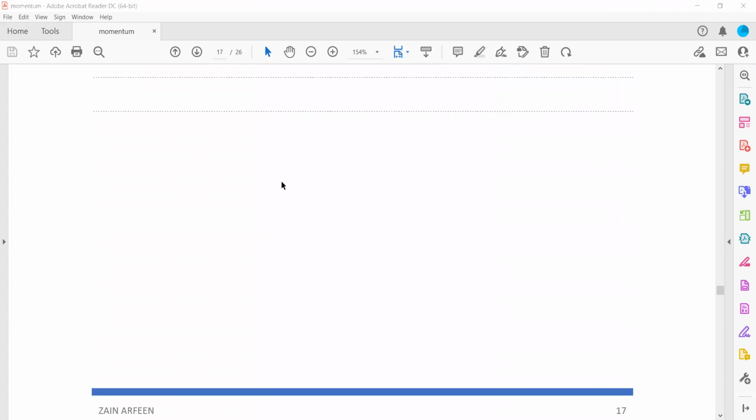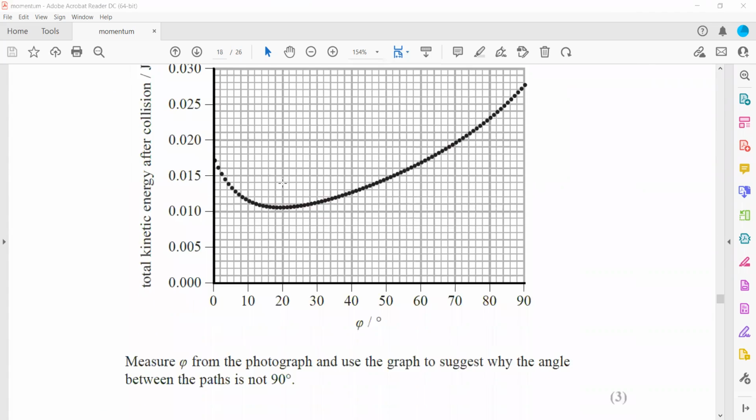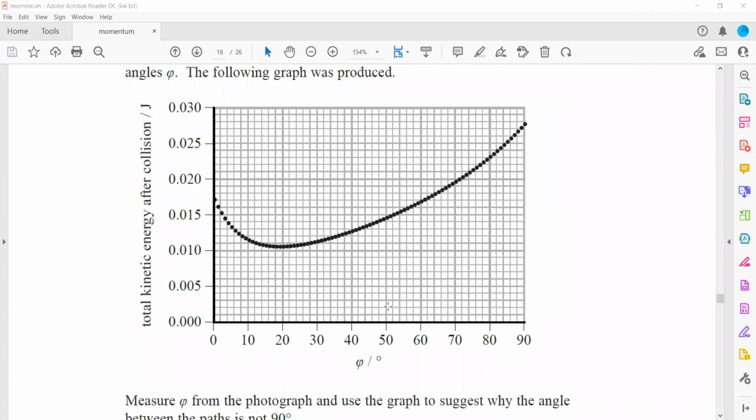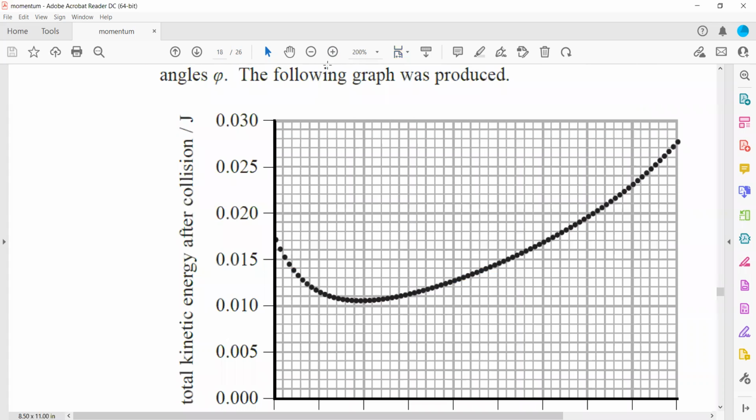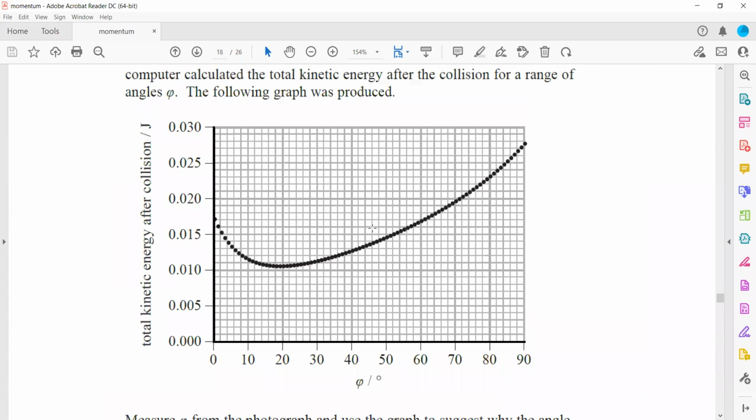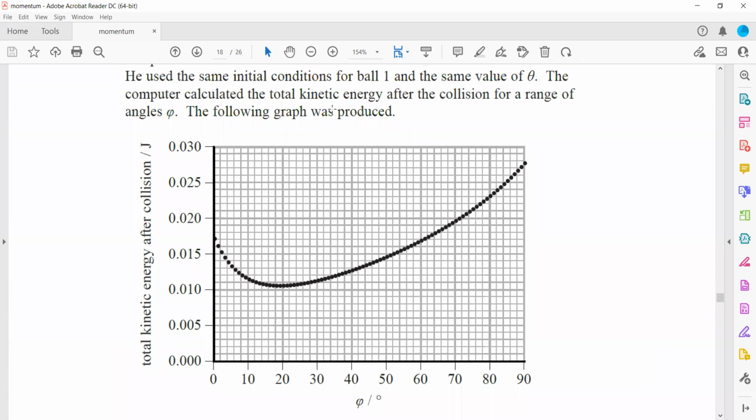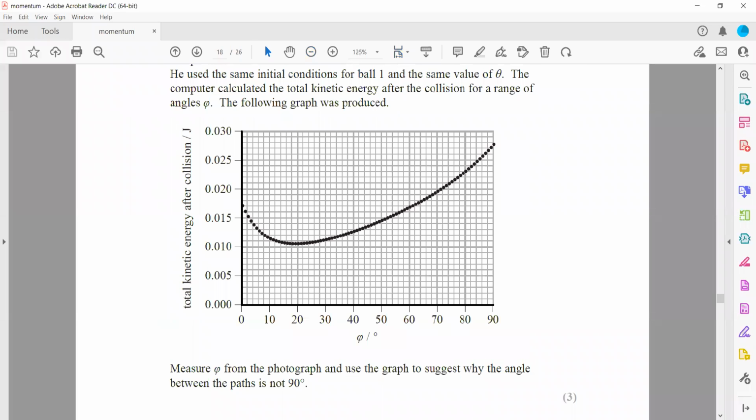So here, using this graph, this is the angle phi. On the x-axis, you can see the angle phi is given. And what value should we take? Because using this, we have to determine the total kinetic energy after the collision.